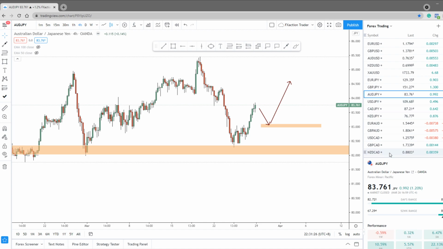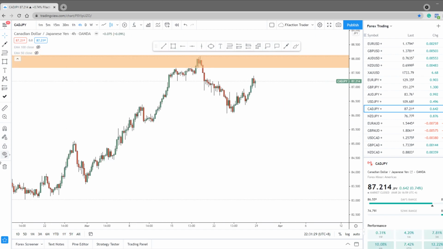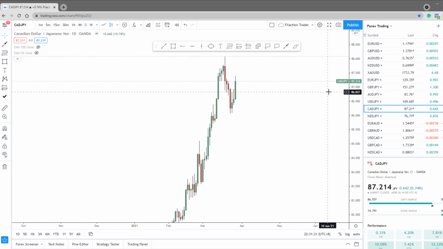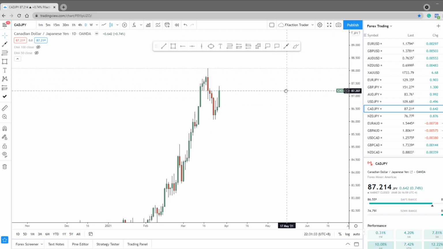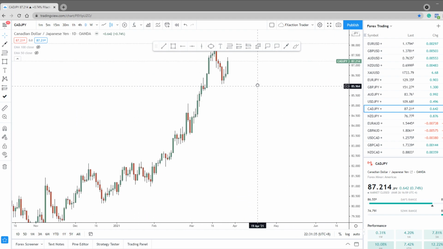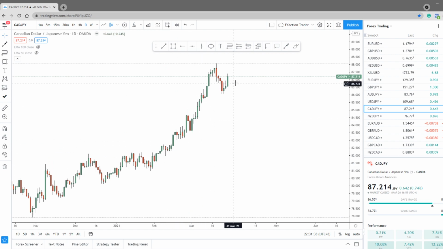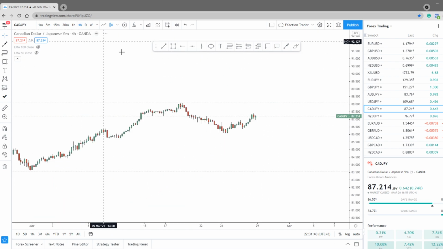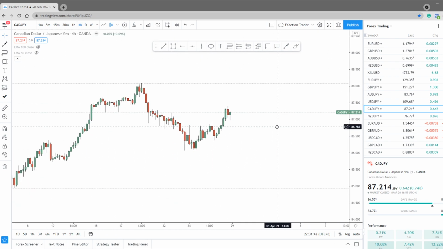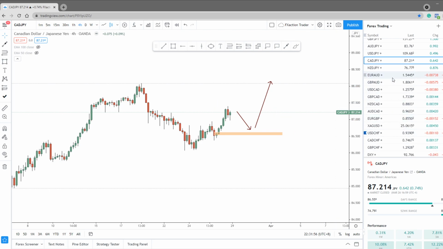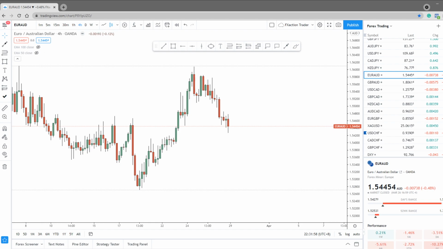So let us have a look at CAD JPY. In terms of daily direction, the market is still going to go bullish, as we did not see any sell signal here. And on H4, it's about the same as what we have seen on the yen pairs previously. We are still going to wait for a pullback, and from here only we are going to enter for a buy trade. All right, so let us have a look at Euro AUD.